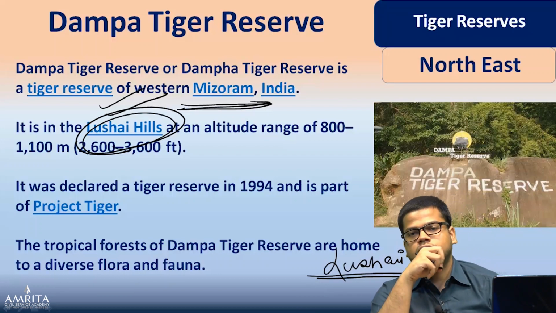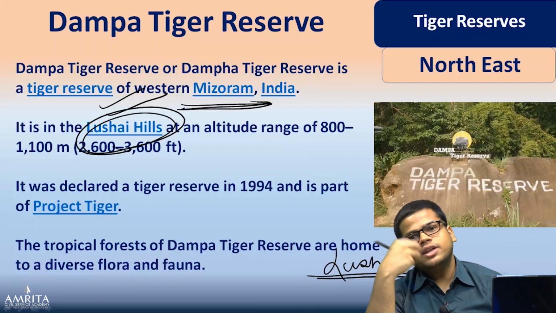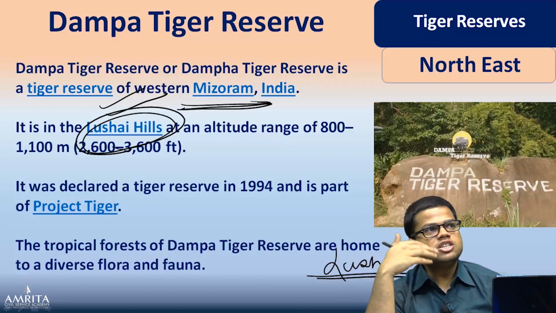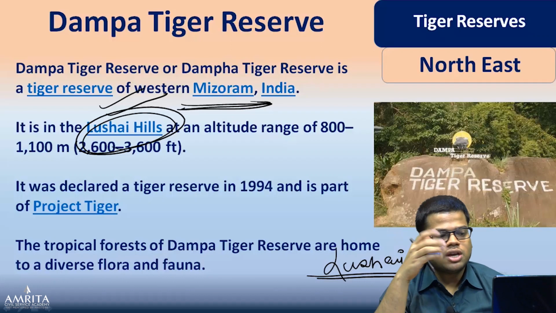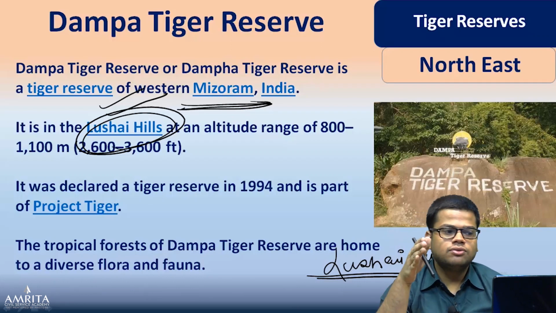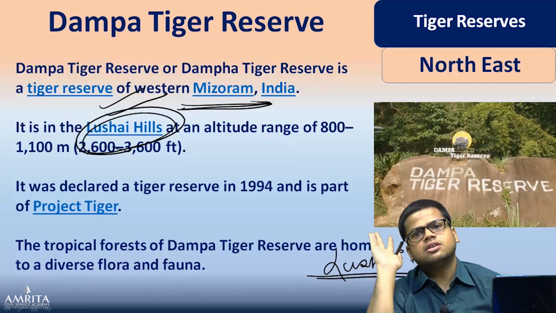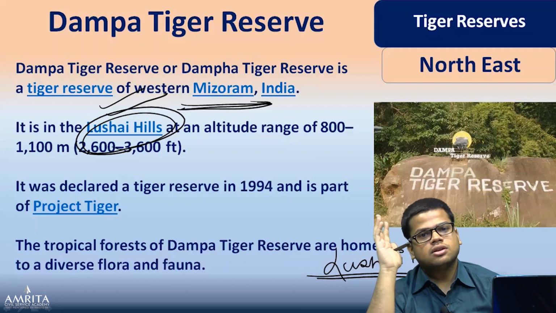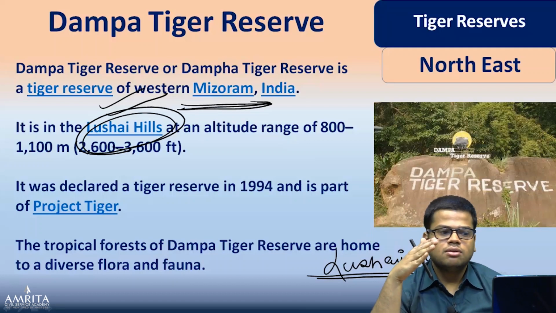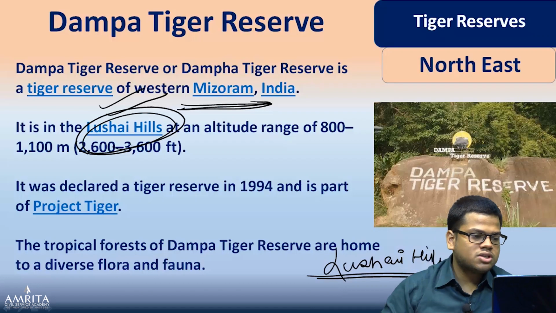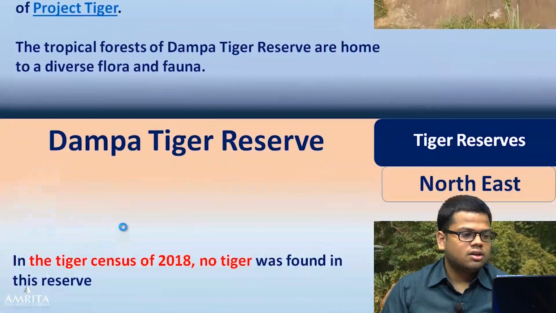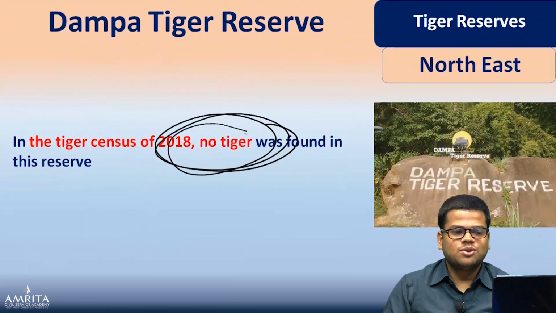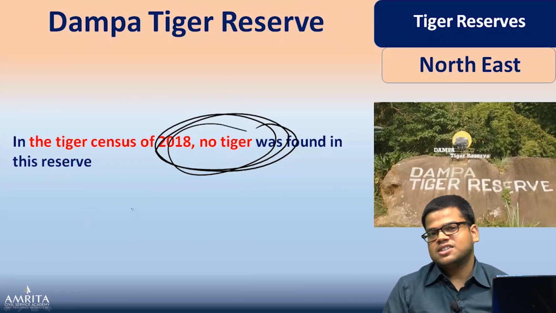Many times the question is only asked about Lushai Hills, because in the northeast people do not know many facts. So even a simple fact can be asked. Lushai Hills is part of which state? That's it. Small question. So Lushai Hills is in Mizoram. It was declared a tiger reserve in 1994, part of Project Tiger. But currently, sadly, no tiger was found in the tiger census done.